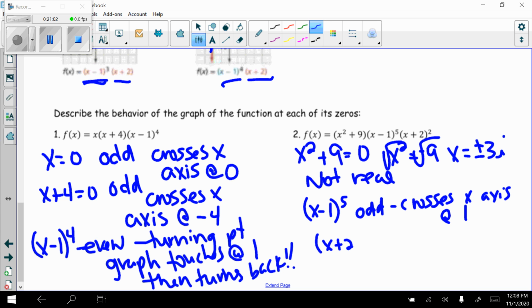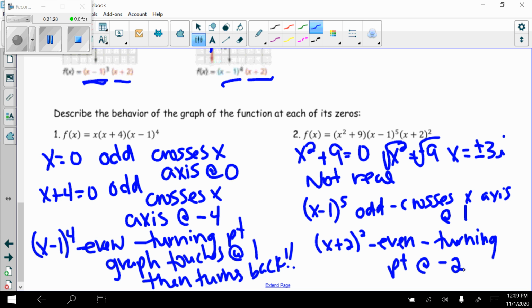Then I have x plus 2 quantity squared. This is even because it's a quantity squared. So that means I have a turning point at negative 2. So at negative 2, my graph touches the x-axis, but then it turns and goes the exact same direction that it came from.